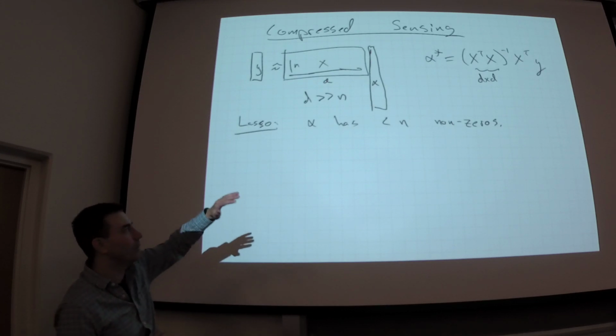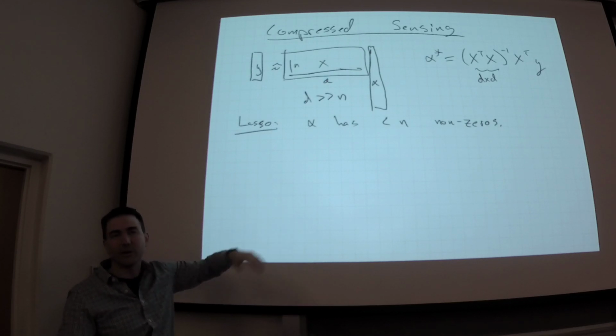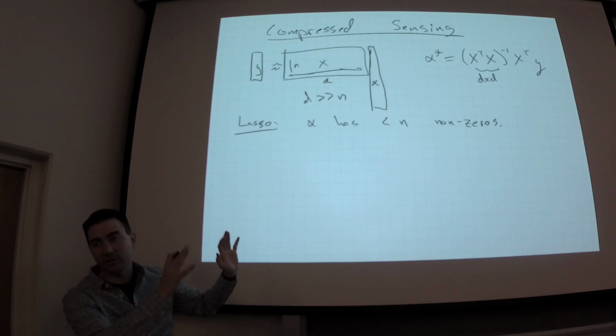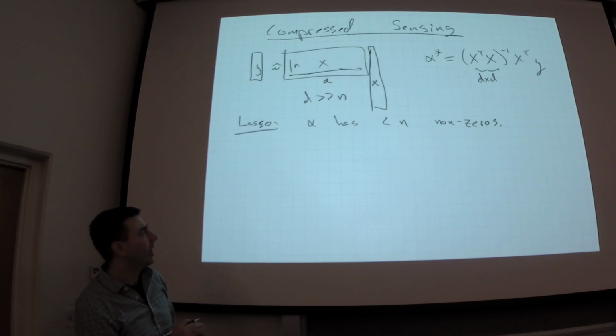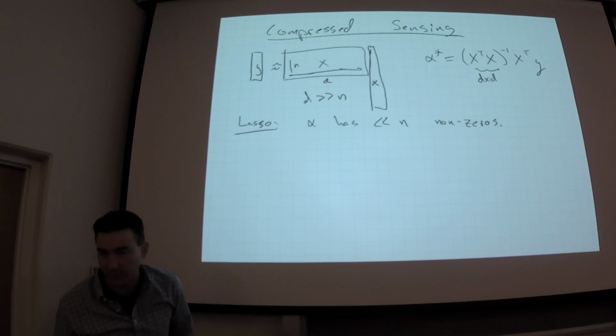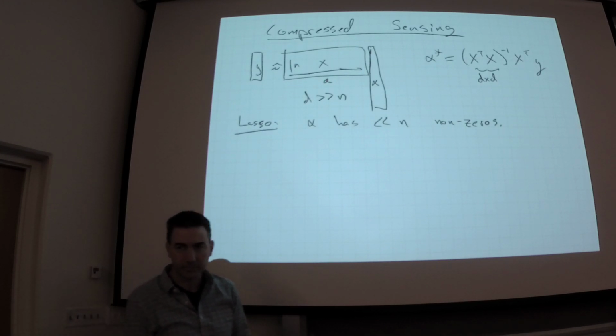The thing is, I'm not saying which ones are going to be non-zero. So I still have a much larger free space than is possible, but it turns out you can still essentially solve these questions, and they still make sense. I may need to make the number of non-zeros in alpha sufficiently less than n for this to work, right? So it must be much, much less than n.